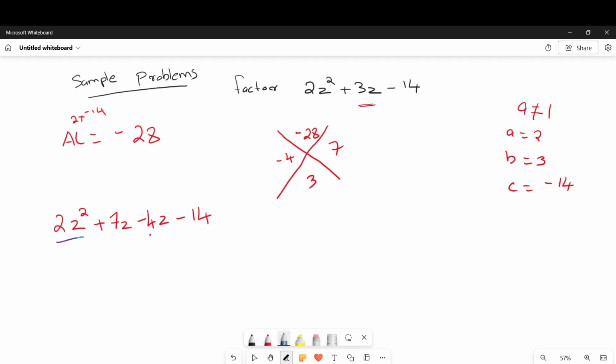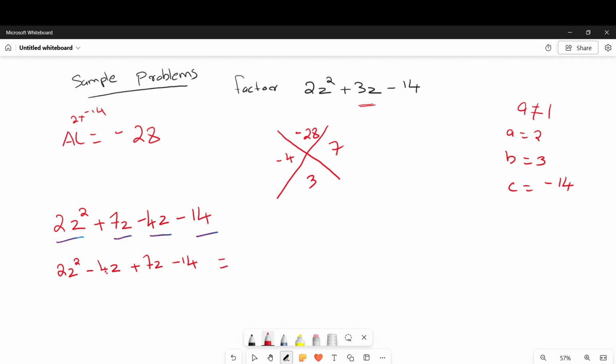2z square and 4z, yeah, there is a common factor here. 2 we can factor out, and z also we can factor out. Here 7z and 14, 7 we can factor out. So let's write it in the same order: 2z square minus 4z plus 7z minus 14.